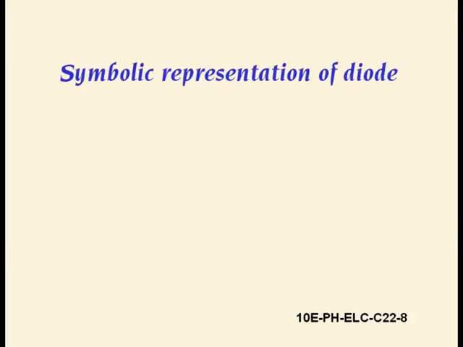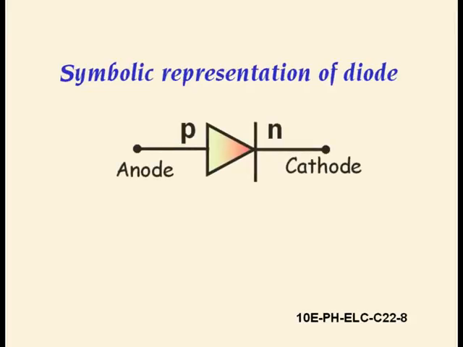Symbolic representation of diode. Conventional current flows from P side to N side. Children, write down this important point in your notebooks.